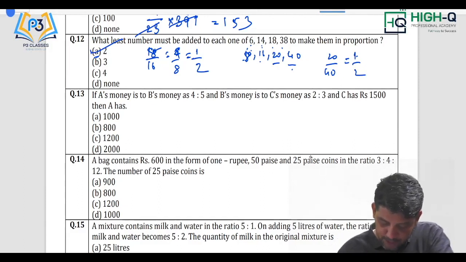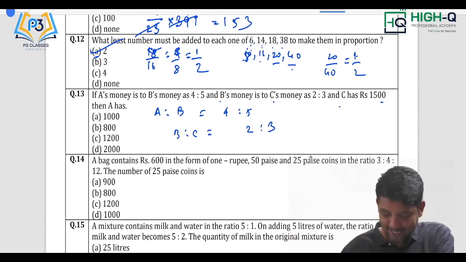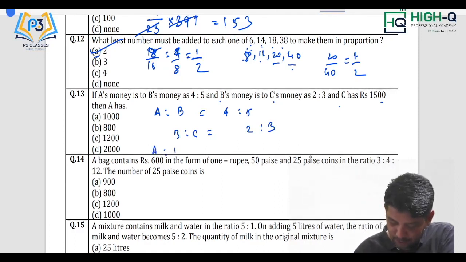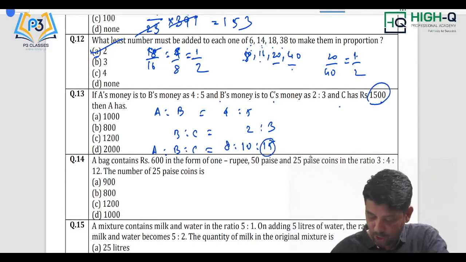A's money to B's money is 4 is to 5. B's money to C's money is 2 is to 3. And C has 1500 rupees. Direct answer, my dear. Combined ratio you find out: 8 is to 10 is to 15. Now, C has 1500 rupees, that means C share is 15. So, what common multiple can I have?